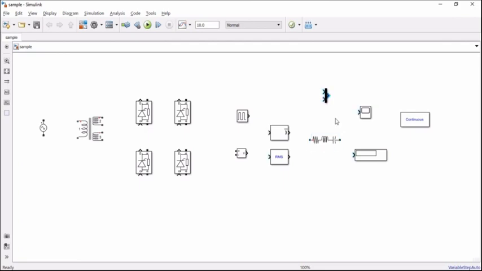And this is the mux, and this is the scope block, which is used for seeing the waveform, which will be used as a CRO in our practical lab, and this is the display for viewing the instantaneous voltages or any parameter, and this is the powergui block, which is essential for running the simulation.